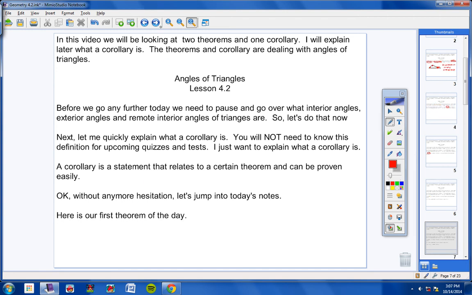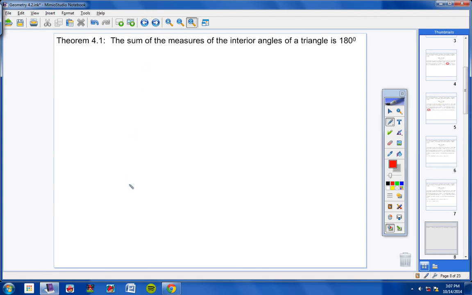Here we go. Here's our first theorem of the day. Copy this down, please. I will pause while you copy this down. Theorem 4.1. Everybody write this down, please. Everyone should be writing this down. The sum of the measures of the interior angles of a triangle is 180.